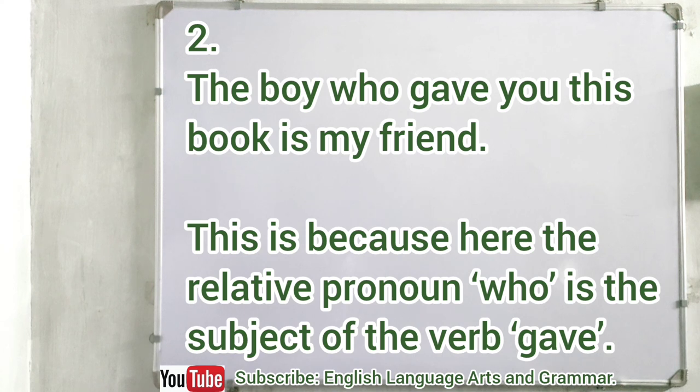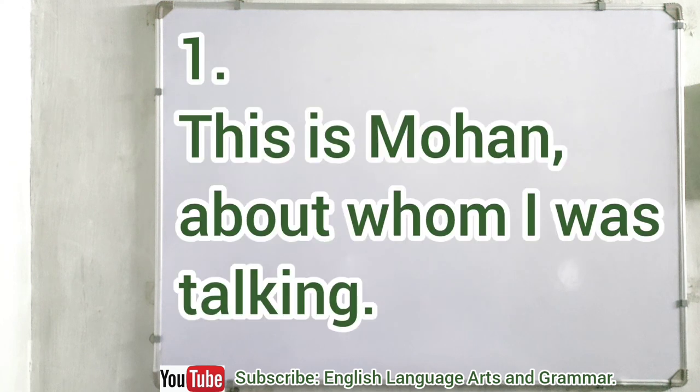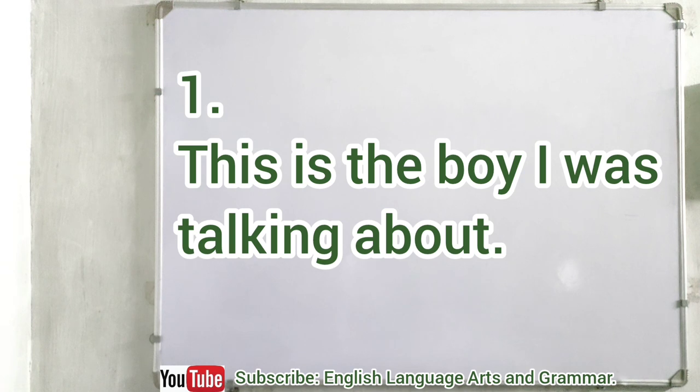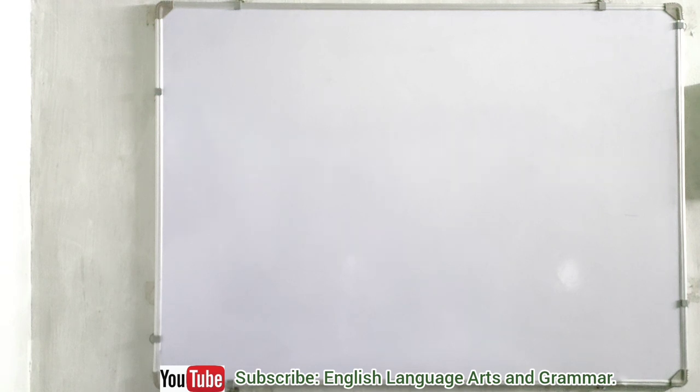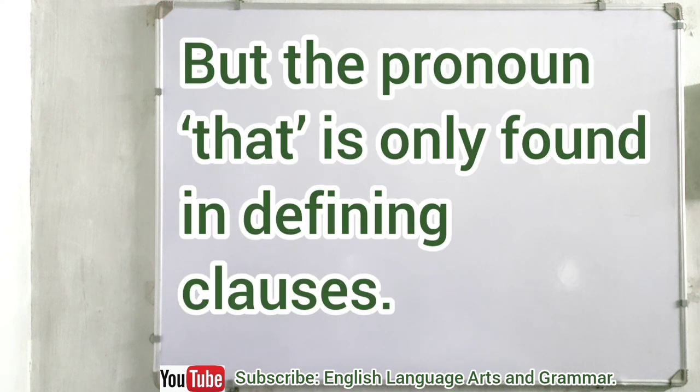Rule number 5. In a non-defining relative clause, the preposition governing the relative is rarely placed at the end of the clause. Example: This is Mohan, about whom I was talking. Rule number 6. In a defining relative clause, the preposition governing the relative is generally placed at the end of the clause. Example 1. This is the boy I was talking about. Rule number 7. The relative pronouns which, who, whose, whom are found in both defining and non-defining relative clauses. But the pronoun that is only found in defining relative clauses.